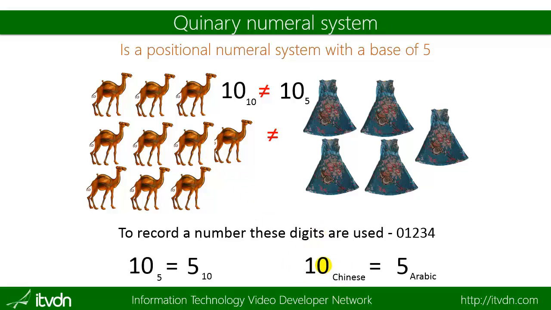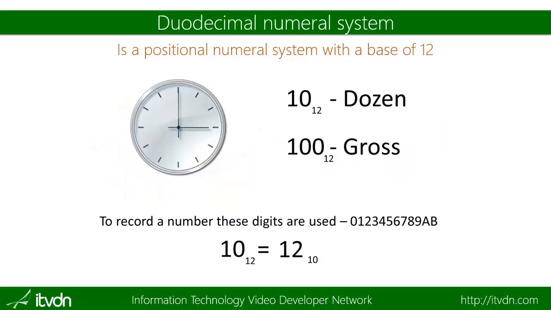You can see 10 in the Chinese base or in base 5 is equal to 5 in the Arabic base or base 10. Alright, let's look at a different numeral system. This system is called the duodecimal numeral system. It is also a positional numeral system with a base of 12, meaning the position of a number determines its value.